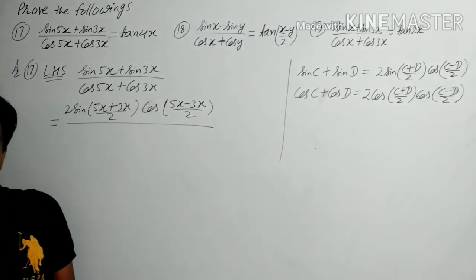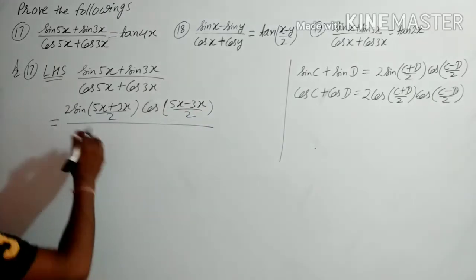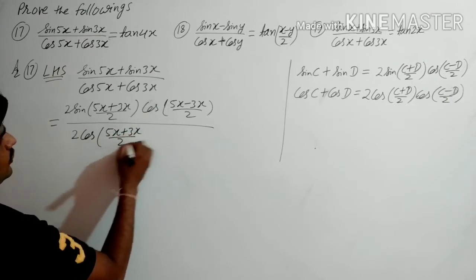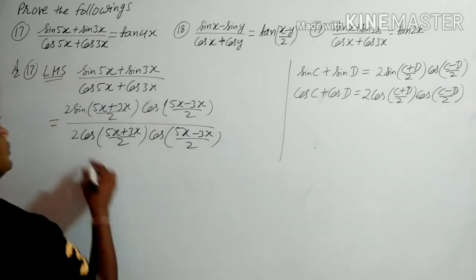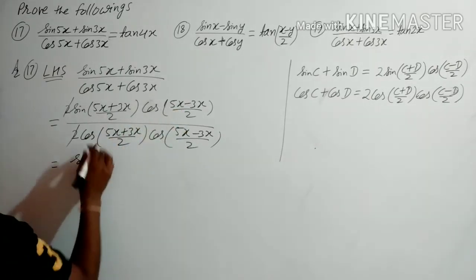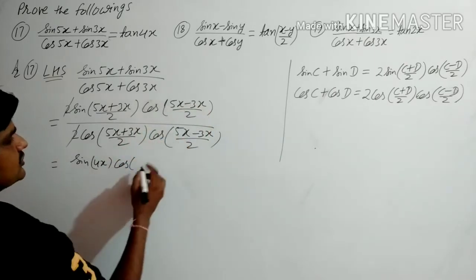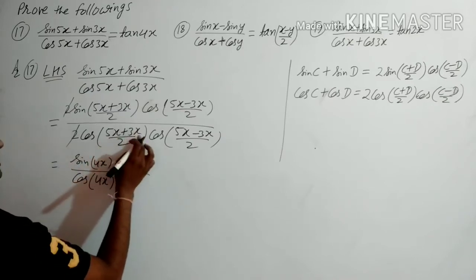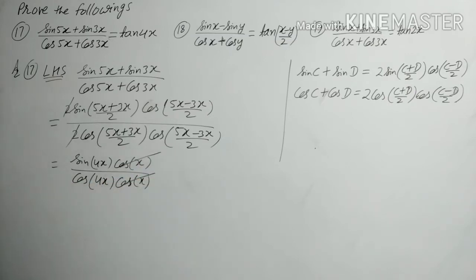We know that cos c + cos d equals 2 cos((c+d)/2) cos((c-d)/2). So the denominator becomes 2 cos((c+d)/2) cos((c-d)/2). The 2s cancel out. In the numerator, sin of (5x+3x)/2, that is 4x, and cos of (5x-3x)/2, that is cos x. In the denominator, cos 4x and cos x. So cos x and cos x cancel out.